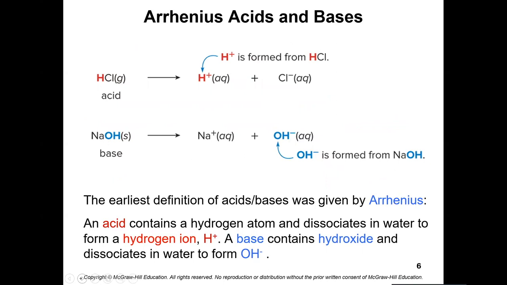So the earliest definition of an acid was given by Arrhenius. So let's look at the acid definition first. An acid contains a hydrogen atom and dissociates in water to form a hydrogen ion, which is H+. So let's look at HCl, which is the example acid here.